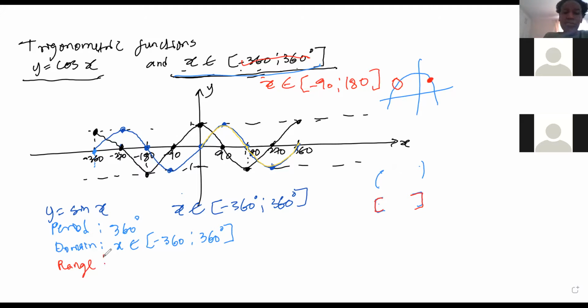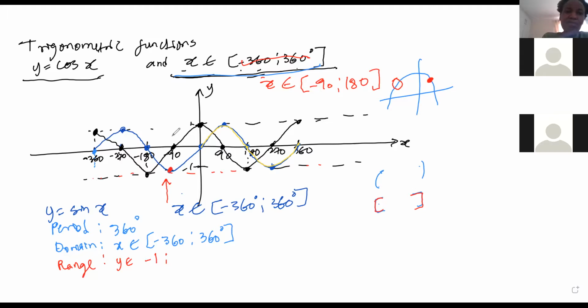This is still for the sine graph. So the range is the y value. If you come from the negative side on your y side, can you see the minimum value of the sine graph is actually -1. So that means y is an element of, it's -1.